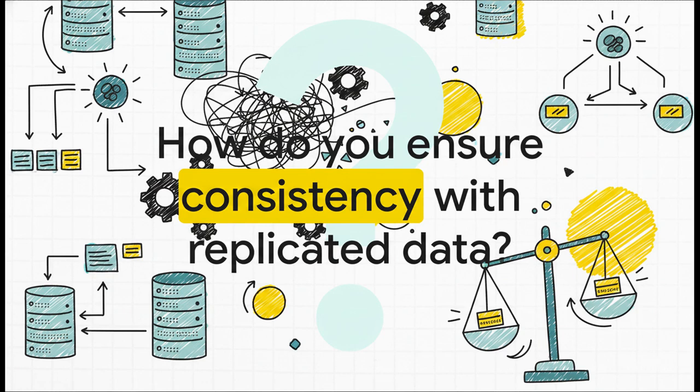We said we use replication to make systems reliable, right? We make copies of the data. Well, if you have multiple copies of the same data all over the place, how in the world do you make sure they all stay the same? How do you keep them all in sync? That, my friends, is the challenge of consistency, and it is right at the heart of the absolute hardest problems in all of distributed systems.